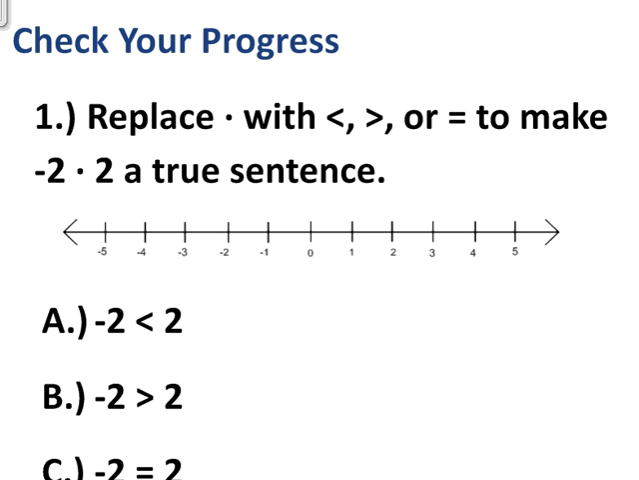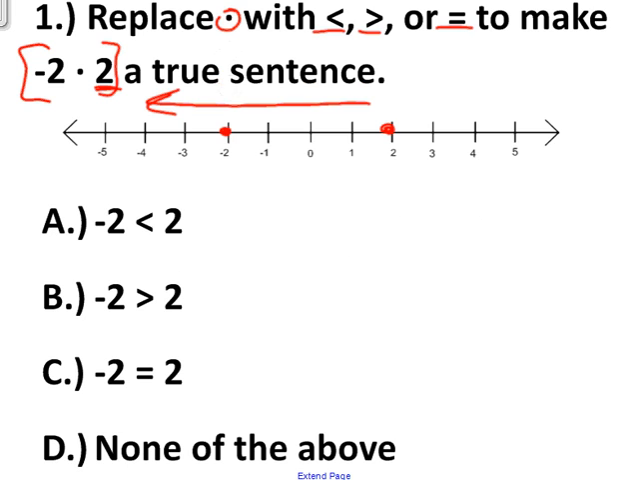Check your progress. Let's have you do that same example. So please pause the video so that you can do that. Replace the dot in the equation with either the less than or the greater than or the equal to statement to make it a true sentence. So here is the sentence: negative 2 dot 2. If we look at negative 2, we place it on the number line here. We look at the number 2, place it on the number line here. Since the number negative 2 is to the left of the number 2, the number negative 2 is less than 2.